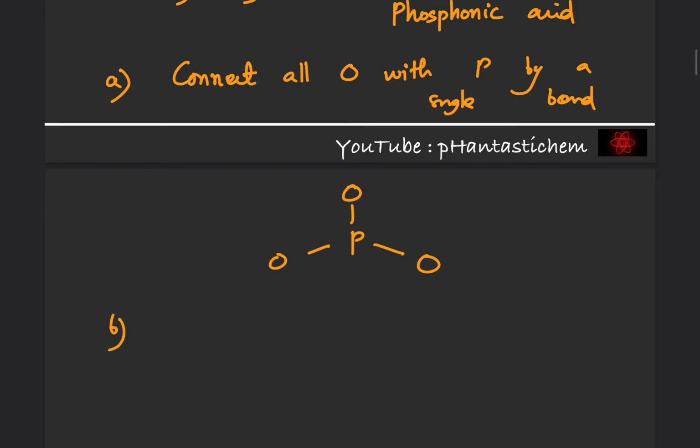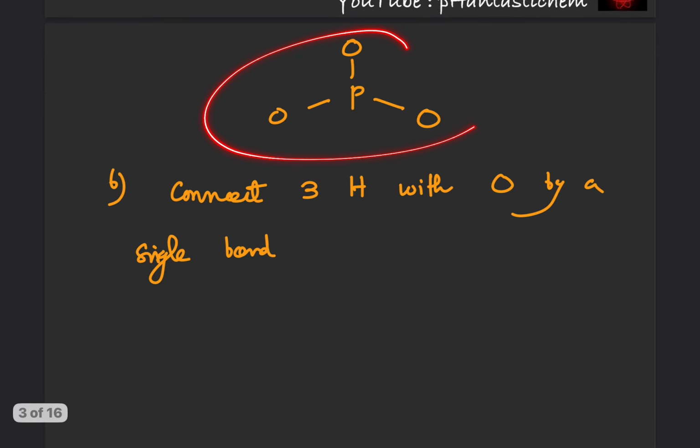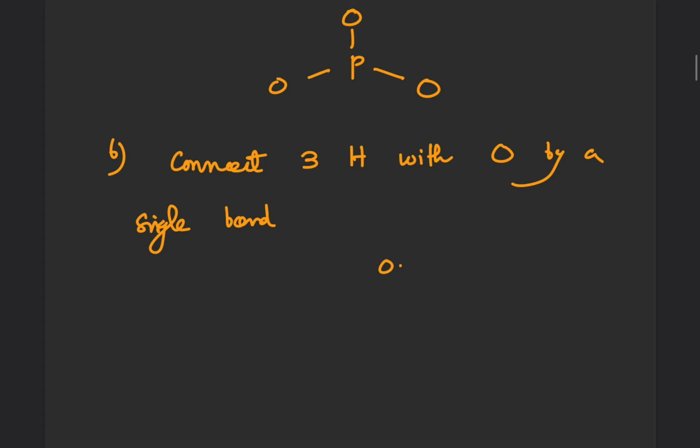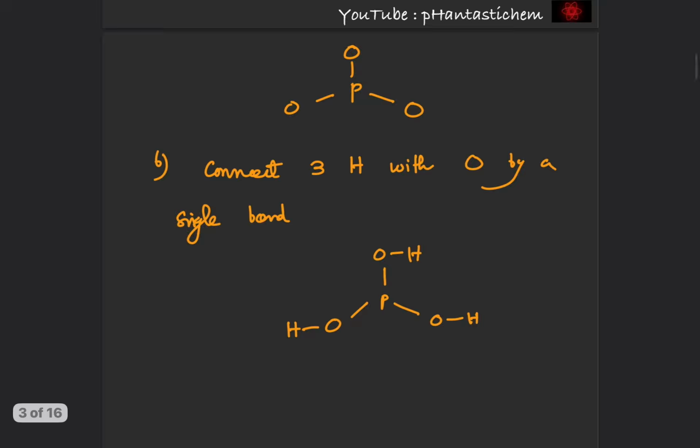Second step, connect the 3 hydrogen with oxygen by a single bond. So then this guy will become into this. So we will have OH, P, OH, OH, right? So clearly you can see this contains 1 phosphorus, 3 oxygen, and 3 hydrogen, but this is not the correct diagram because covalency 5 of phosphorus is not satisfied. Here phosphorus is connected only to 1, 2, and 3, right?